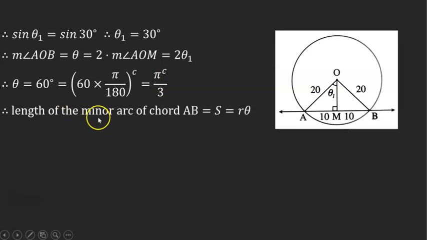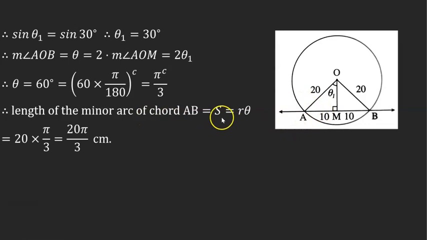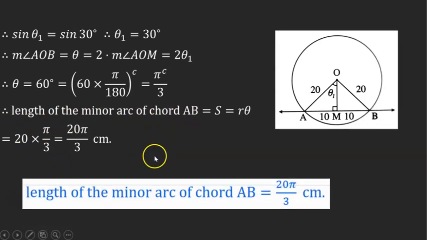Now the length of the minor arc of chord AB is equal to S is equal to r theta. Substitute the value of r, that is the radius of the circle 20, and theta pi by 3, and after simplification you will get here 20 pi by 3 centimeter. This is the length of minor arc of chord AB. Hence the answer, the length of minor arc of chord AB is equal to 20 pi by 3 centimeter.